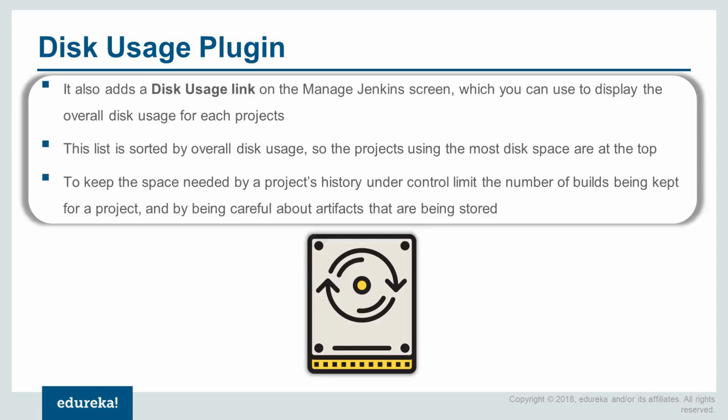It also adds a Disk Usage link on the Manage Jenkins screen. That is where you can go and click, and it will show you all the details which we just saw in the previous screen. As we said, this list is sorted by overall disk usage, with the projects using the most disk space right at the top. To keep the space needed by a project's history under control, you need to limit the number of builds being kept for a project, and be careful about the artifacts that are being stored.